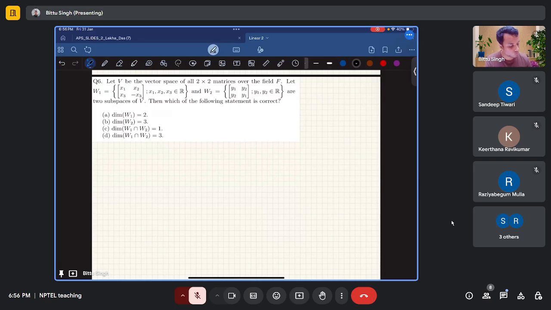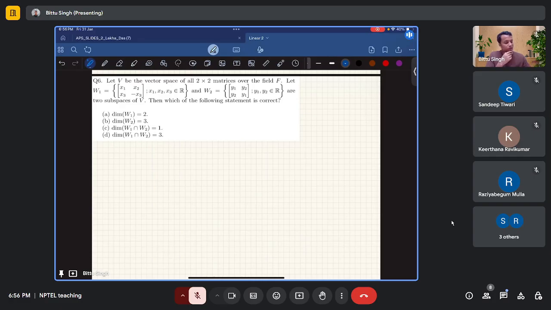So question number 6. W1 is given by this, and W2 is another subspace of 2 by 2 matrices. So there are two subspaces of all 2 by 2 matrices. Okay. So the question is, what is the dimension of W1, W2? Do you know what is the dimension? What is the meaning of dimension?